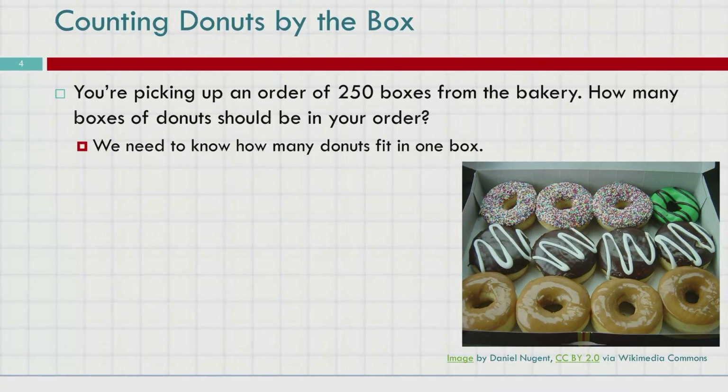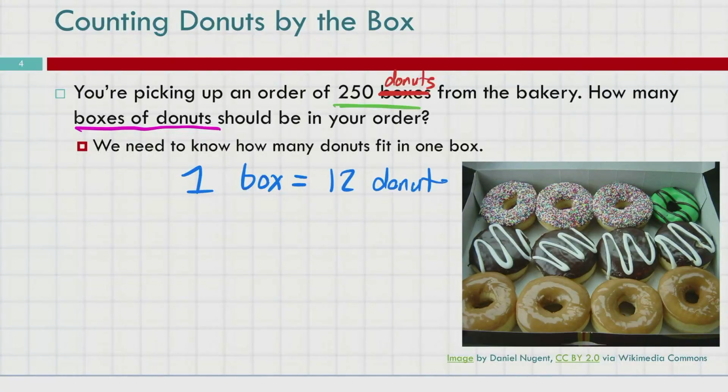So let's say that we're picking up this order of 250 donuts. That should be donuts, not 250 boxes. 250 donuts from the bakery. How many boxes of donuts should we expect to see in our order, roughly? We'd first need to know how many donuts fit in one box. So the question we're trying to answer is boxes of donuts. We've got 250 donuts. What's our conversion factor? How many donuts fit in one box? One box equals how many donuts? 12 donuts, a dozen donuts.